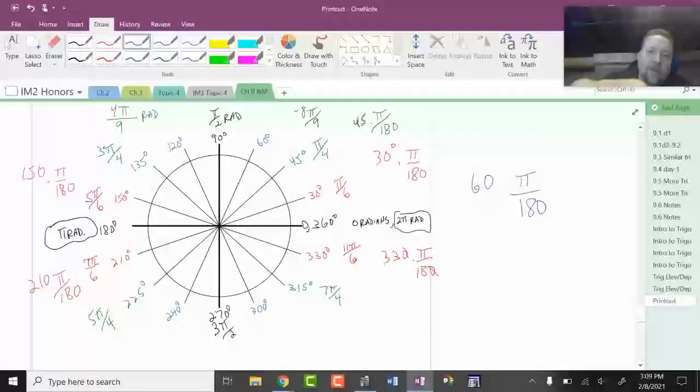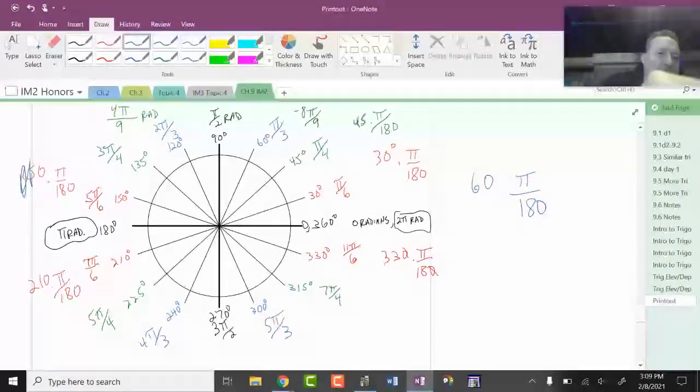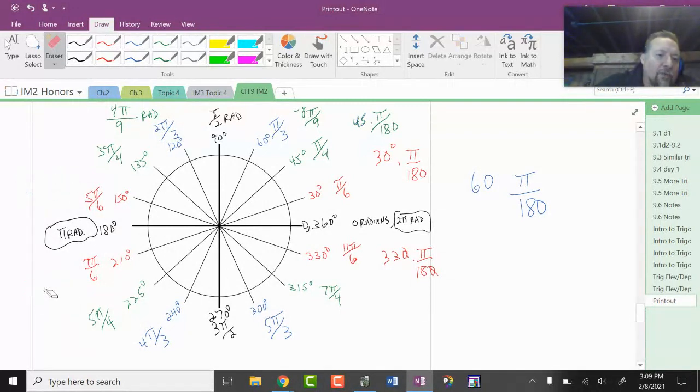That goes in 3 times. So this is pi over 3. And then this one is 2 pi over 3 when you convert it. This one is 4 pi over 3 when you convert it. And then this one is 5 pi over 3 when you convert it. So there are the corresponding radian measures corresponding to the particular angle measures in degrees.